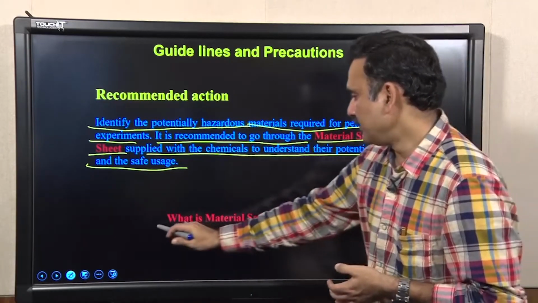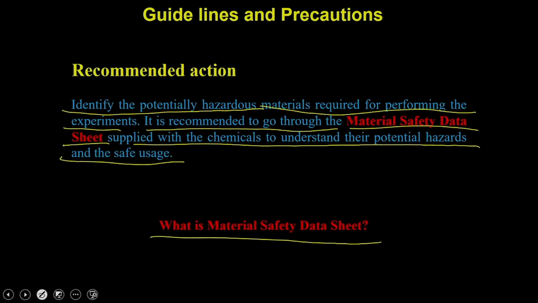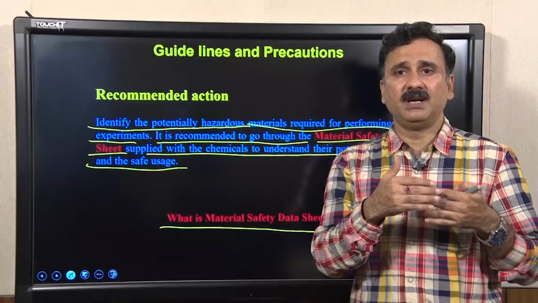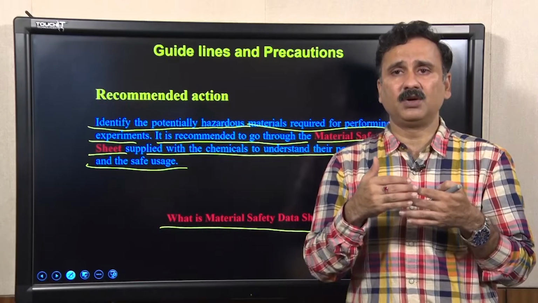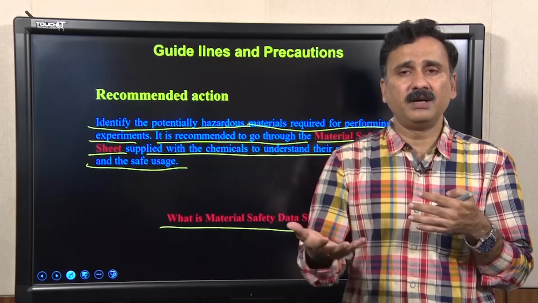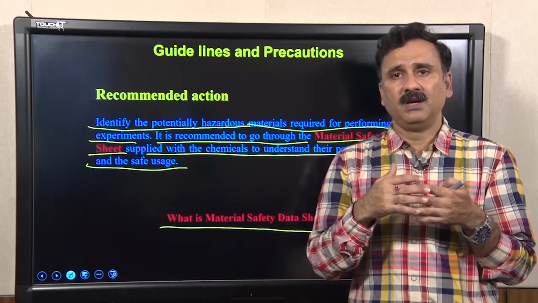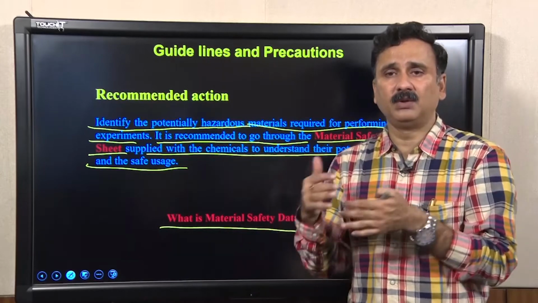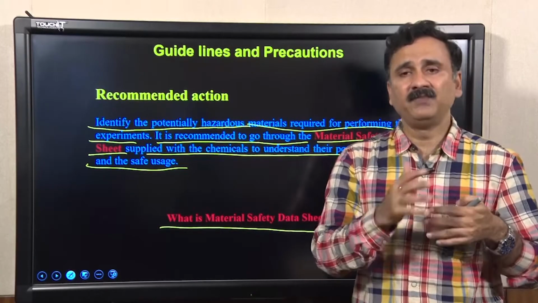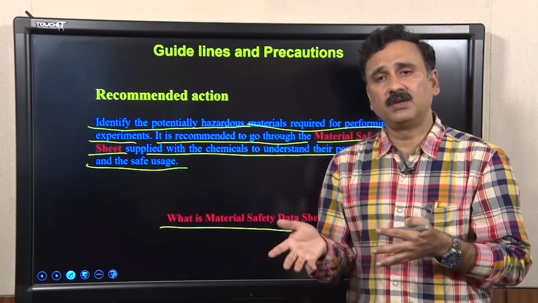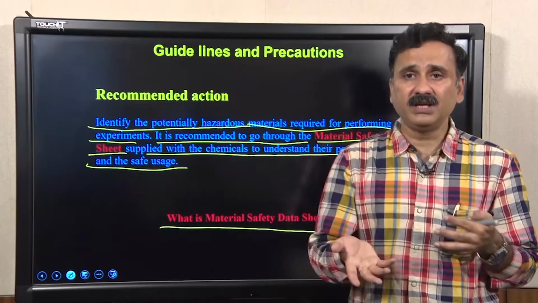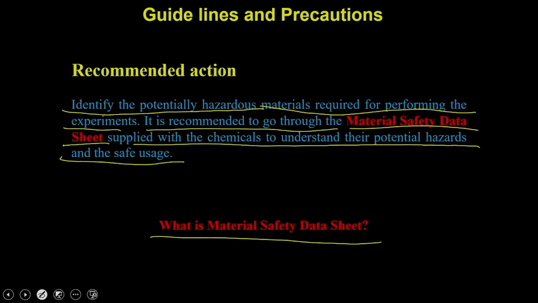So, what is the material data sheet? It is a kind of safety information provided along with the chemical, so that you will know whether it is a fire hazard, whether it can cause any kind of burn, whether it is a strong acid or strong base that can damage the skin, or whether it is a carcinogen that can cause carcinogenic effects. So, let us understand what the material data sheet is.